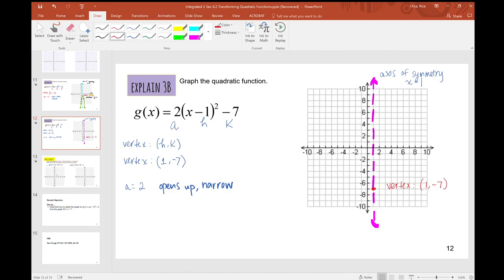Now let's plot our second and third point by using our scale factor. From the vertex, we want to move 1 unit to the right, and it's +2, so 2 units up. And if we have a point on the right side of our axis of symmetry, we're also going to have a point on the left side of our axis of symmetry. And once you have the 3 points, go ahead and draw your parabola. Highlight it.